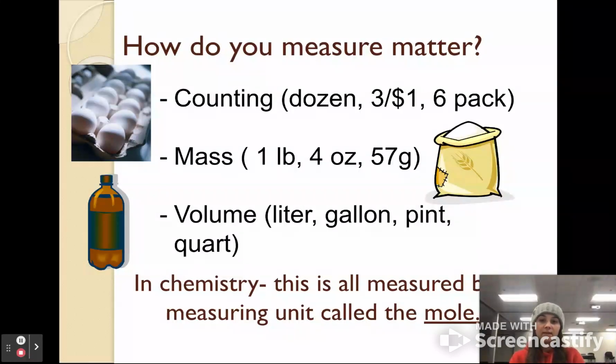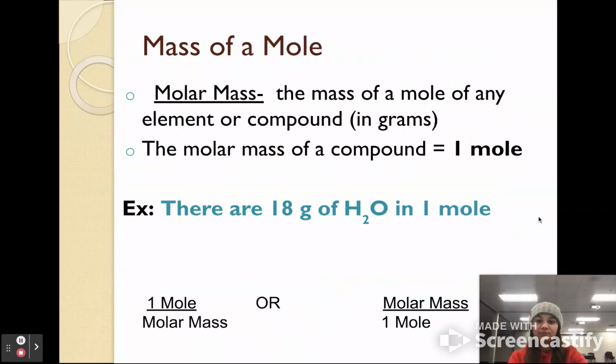So I can do the same thing with chemistry. If I ask you for the volume of oxygen gas, the mass of oxygen gas, or how many molecules or particles I have of oxygen gas, the way you're going to do that, you're going to measure all these things using a measurement called a mole. I know it sounds weird, but moles are very important in chemistry. They're also little creatures that live under the ground, so very neat.